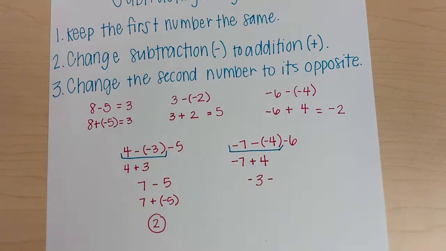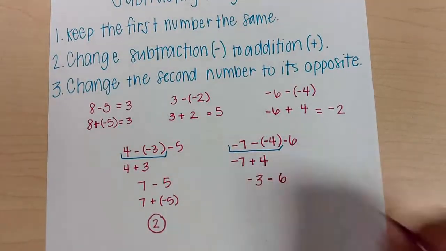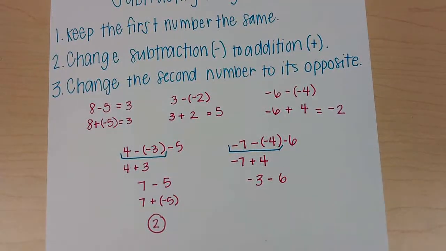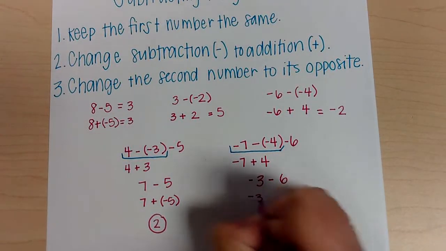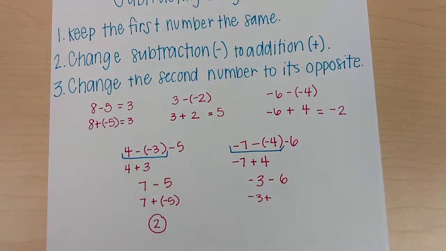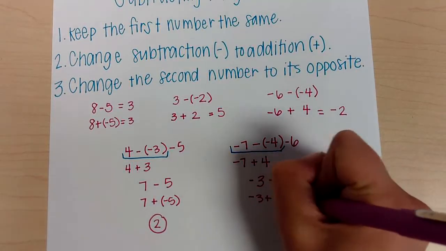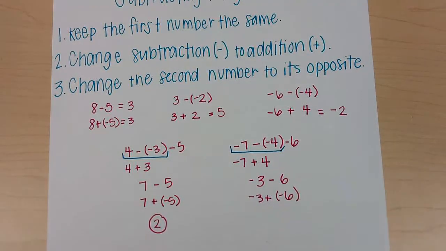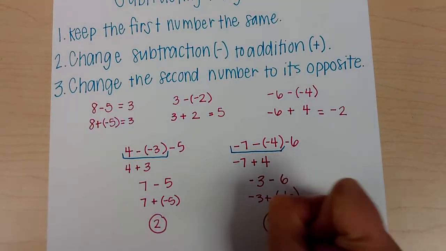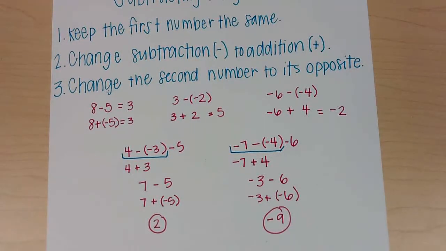Bring down my subtraction and my 6. I rewrite that now, keeping my first number the same, changing my subtraction to addition. The opposite of +6 is -6, leaving me with a difference of negative 9.